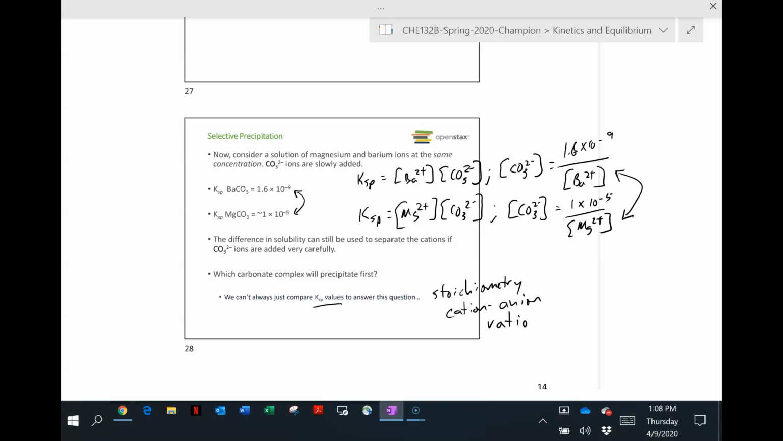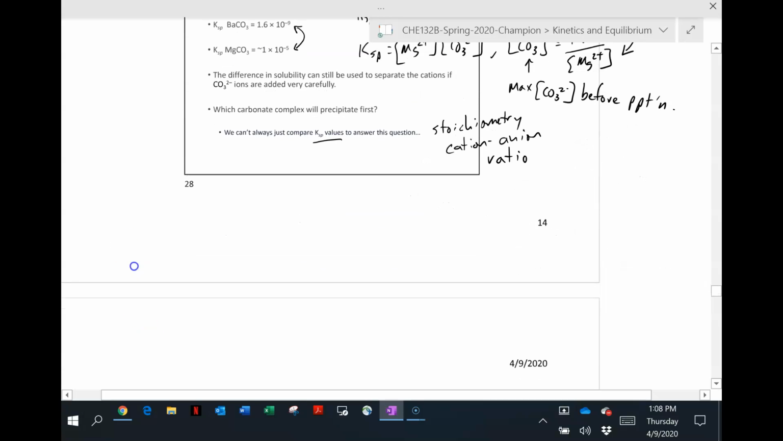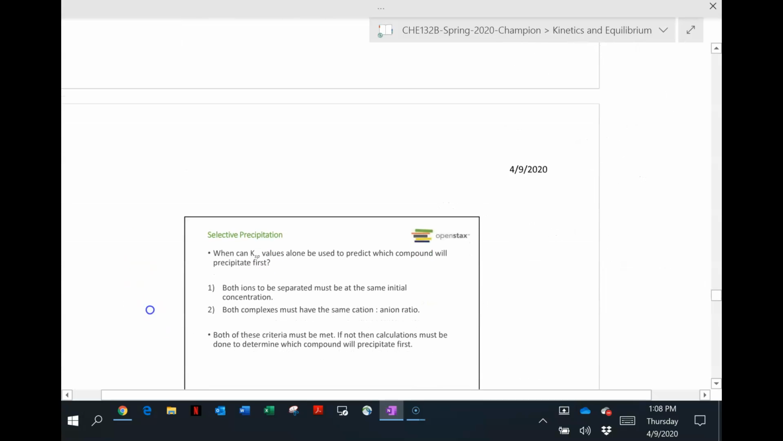If we calculated the value, this would be the maximum. This value here and here would be the maximum carbonate before precipitation. And whichever one has the lowest number, which will be the one for magnesium, would tell us which one will precipitate first.